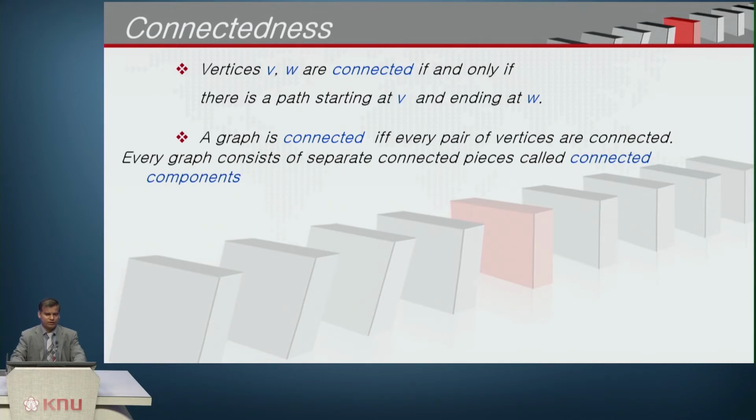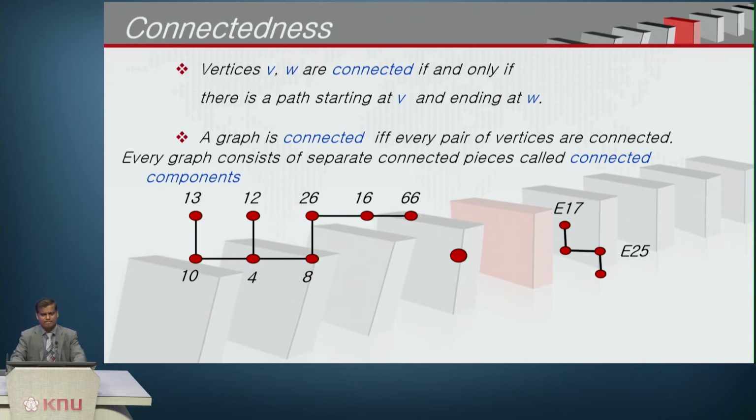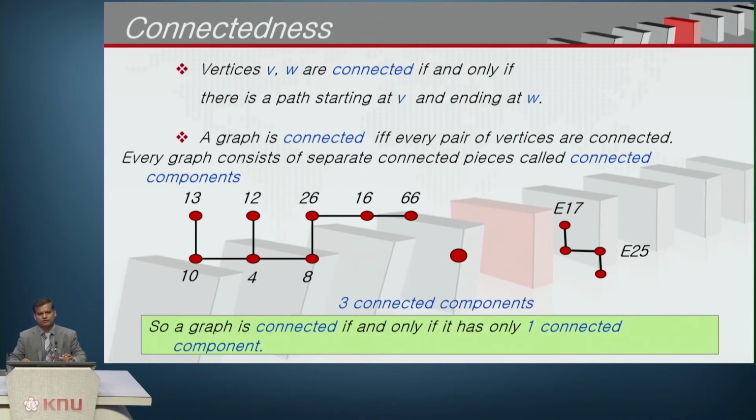Every graph consists of separate connected pieces called connected components. So we will see this here. As you can see, 3 connected components are there. The first one has 13, 10, 12, 4, 26, 8, 16, 66. These are all connected. The second one is just a single vertex. The third one is E17, E25. So here the graph is connected if and only if it has only one connected component.